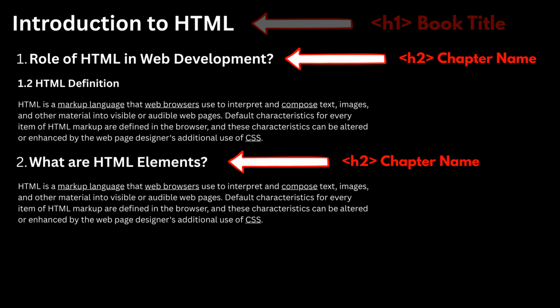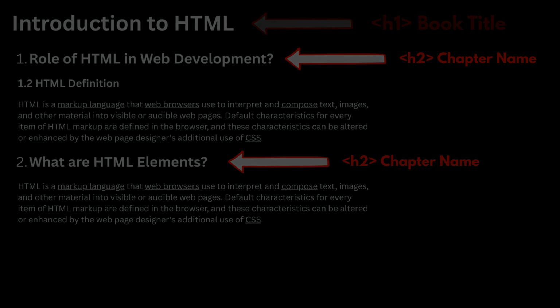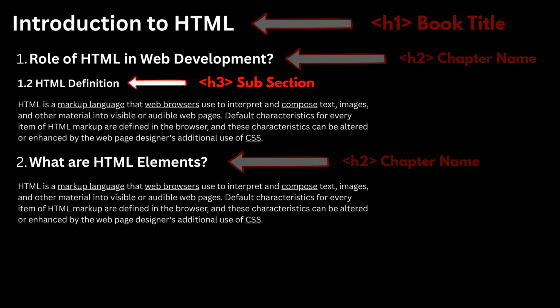The H2 headings act like a chapter name. It starts a major topic. The two H2 headings, role of HTML in web development and what are HTML elements, are the two major topics in this web page. When we encounter another H2 later in the page, our brain instantly recognizes a new main topic has started. Inside that chapter, we use H3 headings for subsections.